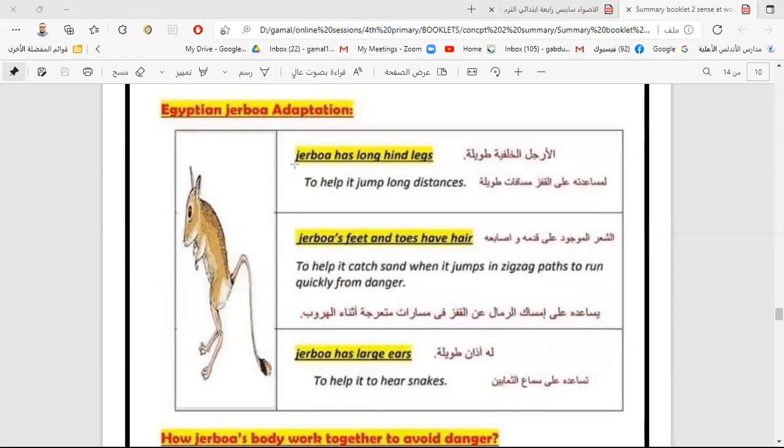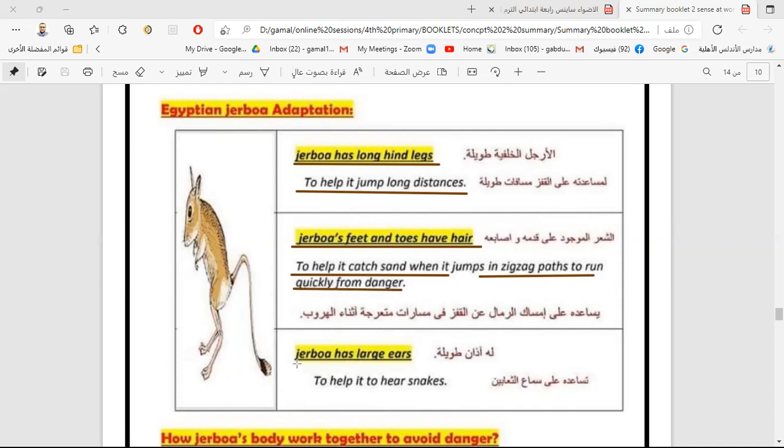Okay, so the jerboa has what? The jerboa has long hind legs to help it jump long distances. And the jerboa has feet and toes having hair, where the feet have hair to help it catch the sand when it is jumping in a zigzag path. So it has hair on the feet and the toes, to jump quickly, catching the sand and run away from the danger.